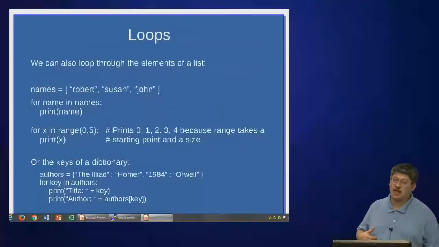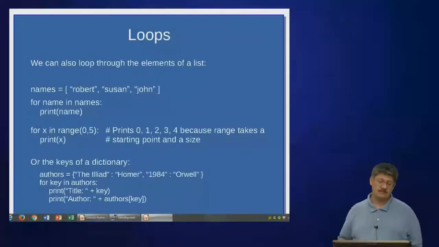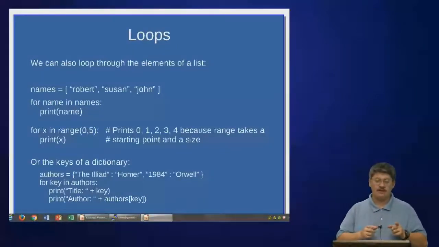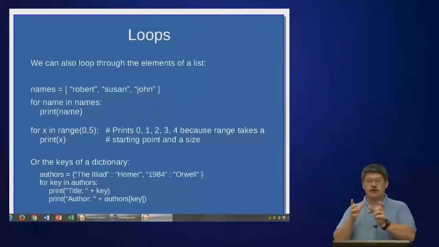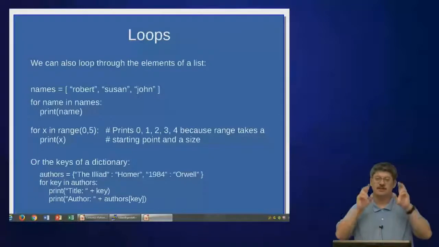Another way to access the contents of a list or a tuple is to loop through the different elements. So if I create a list, and here's my names list again, Robert, Susan, John, I can say for name in names, print name. And names, of course, is my list. The in operator takes each thing in that list and gives it a new variable name. And in this case, that variable name is name.